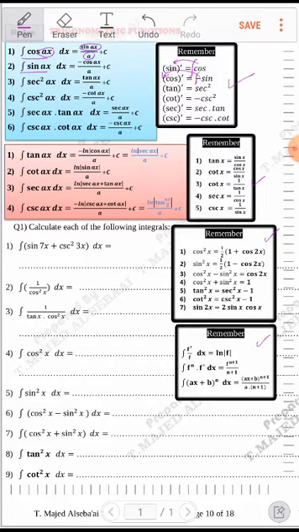Okay, how can we use all of these rules to answer our questions? Question number 1 says, calculate each of the following integrals. The first thing, integration of sin 7x. What is the integration of sine? The integration of sine is minus cosine. So the answer is minus cosine, same angle, but you have to divide by the 7, which is the differentiation of 7x, plus the integration of cosec squared.